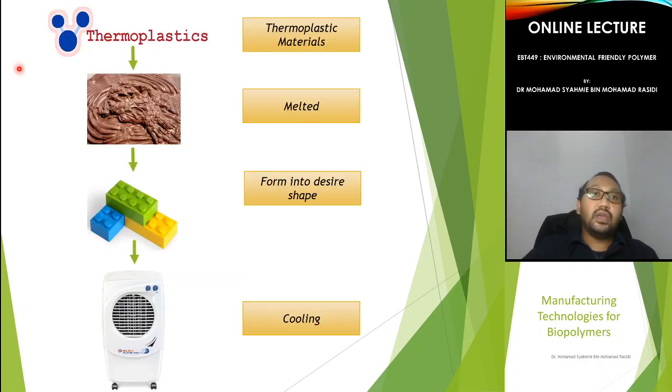Okay, so this is the manufacturing process for thermoplastic. You have your thermoplastic, and then it is melted under a certain condition or temperature, where the material needs to exceed its melting temperature. Once the melt has been achieved, you can shape the material into your desired product. Then after the material has taken the required shape, it needs to be cooled so that the melt can solidify or harden into the desired product.